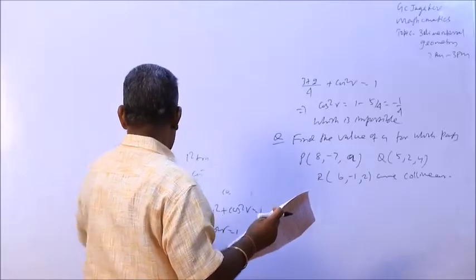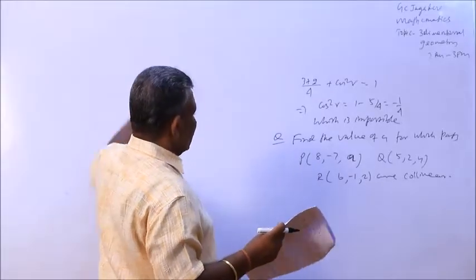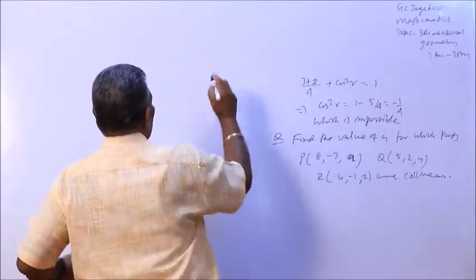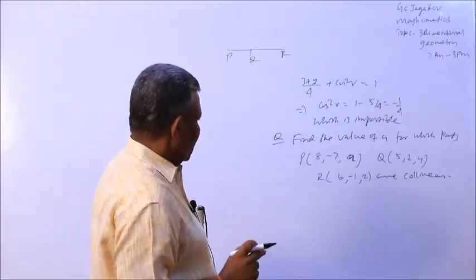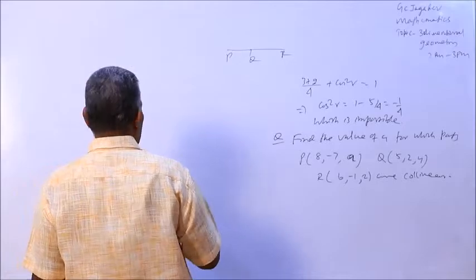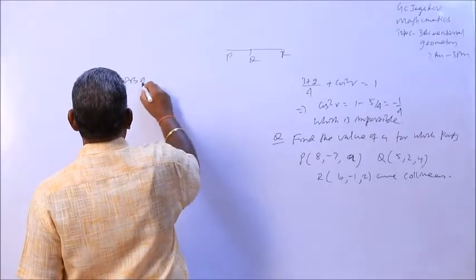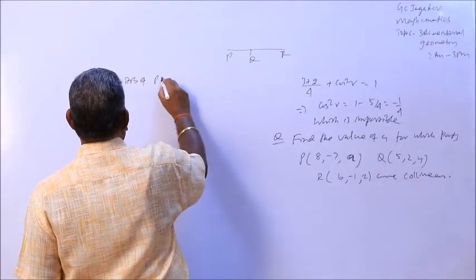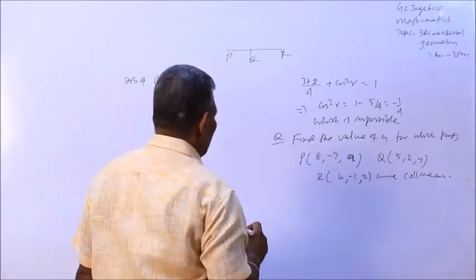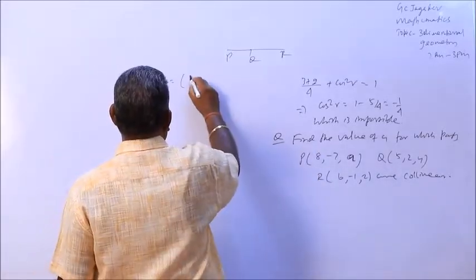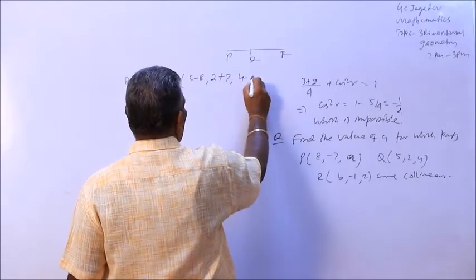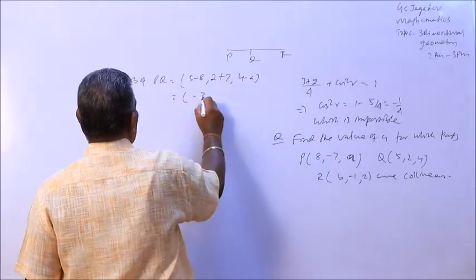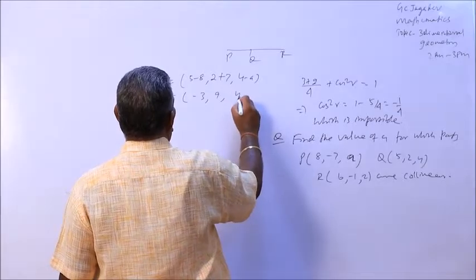First let us find... collinear means they are lying on the same line, like this: P, Q, R. They will lie on the same line. Let us find DRs of PQ: x2 minus x1, y2 minus y1, z2 minus z1. That is 5 minus 8, 2 plus 7, 4 minus a. That is minus 3, 9, 4 minus a.